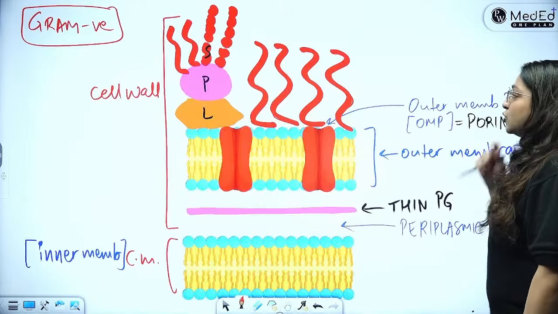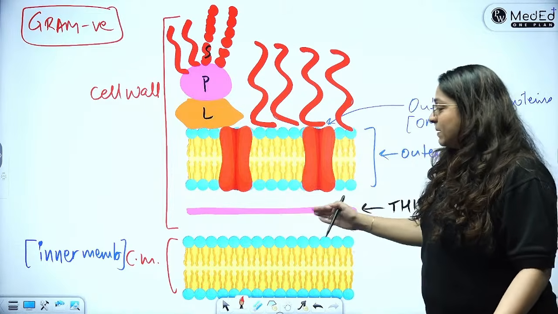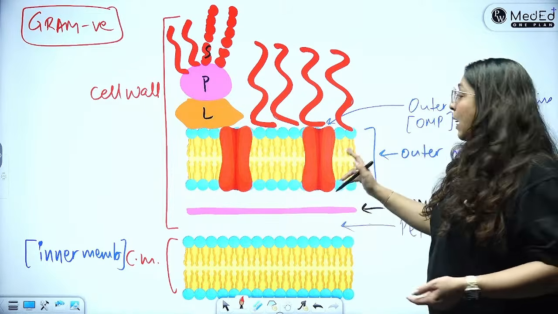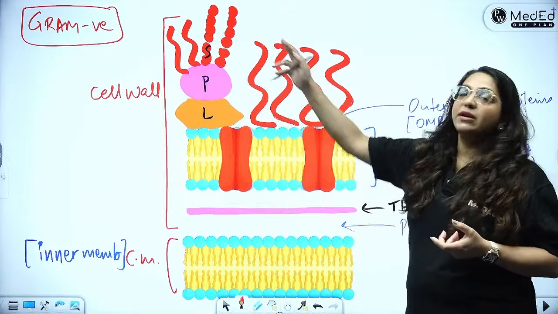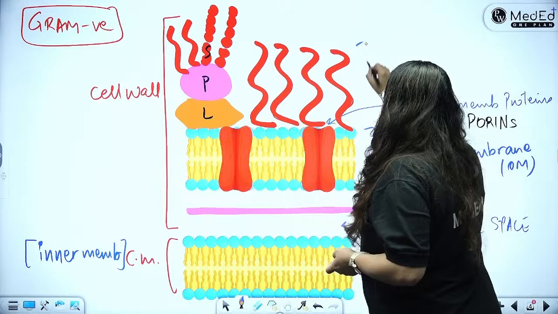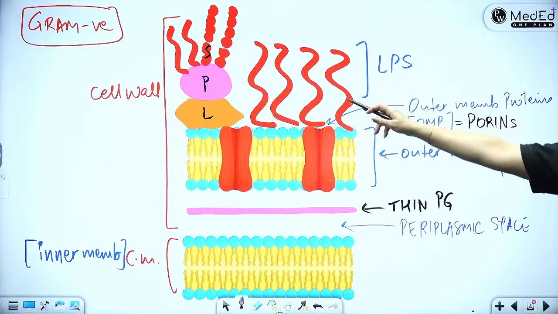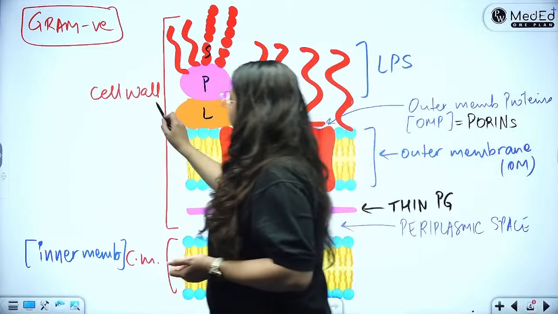So if I ask you what are all the parts of the cell wall of a gram-negative bacteria, there is the periplasmic space, the very thin peptidoglycan, outer membrane, porin channels, and the lipopolysaccharide layer which is resting on top of the outer membrane. So after that, there is the LPS. All of this constitutes the cell wall of the gram-negative bacteria.